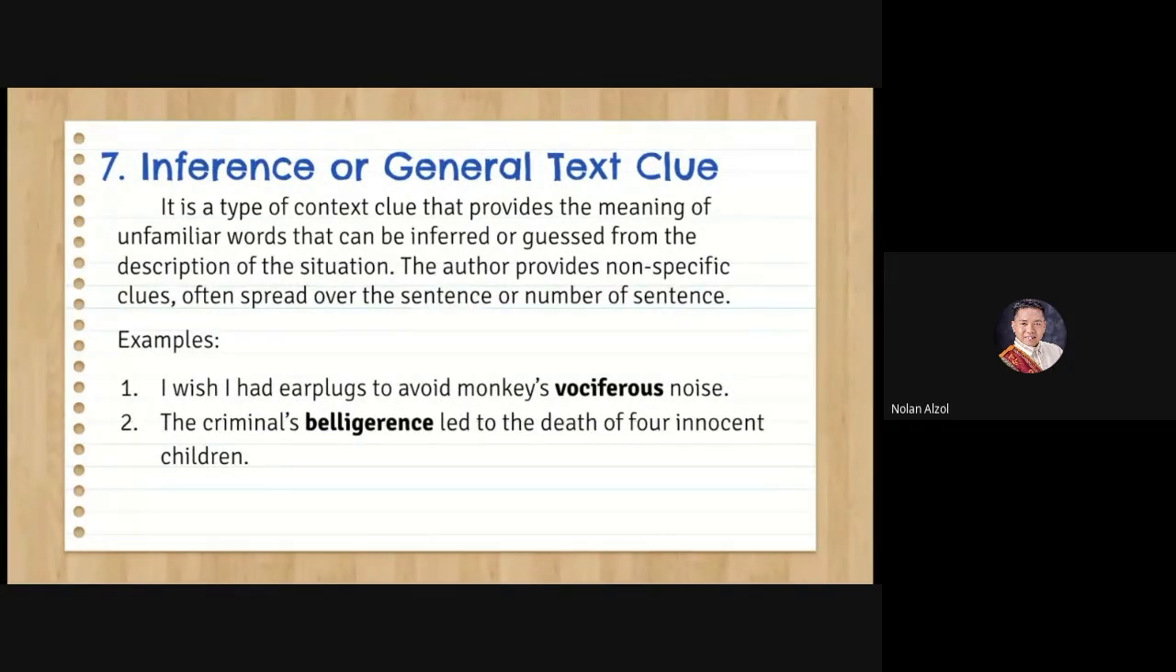So now we learned all the seven types of context clue, and we hope that you could apply that as you read in different types of texts.